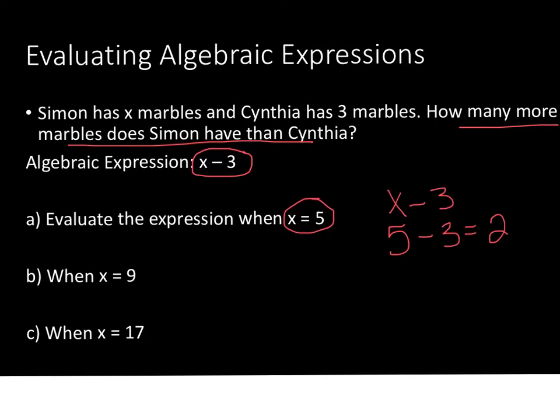So over here they want me to evaluate the same expression, x minus 3, when x is equal to 9. So again, I'm going to substitute 9 in for x, and the value of my expression is 6. Same thing on part C, it says evaluate the expression when x is equal to 17. So again, I have the expression x minus 3, I substitute 17 in for x, and make this 17 minus 3, and I get 14.